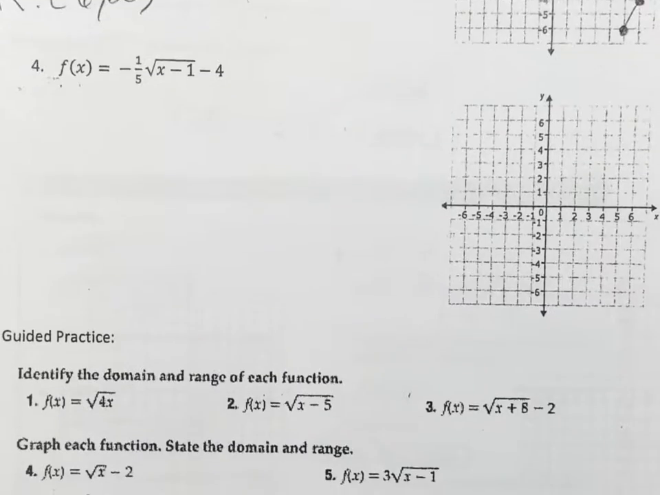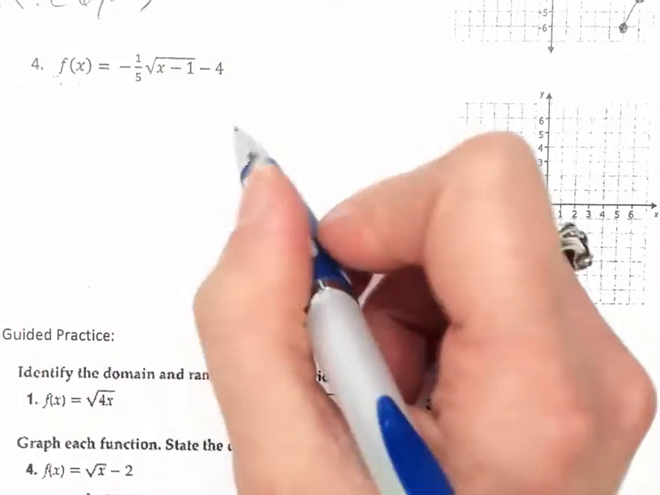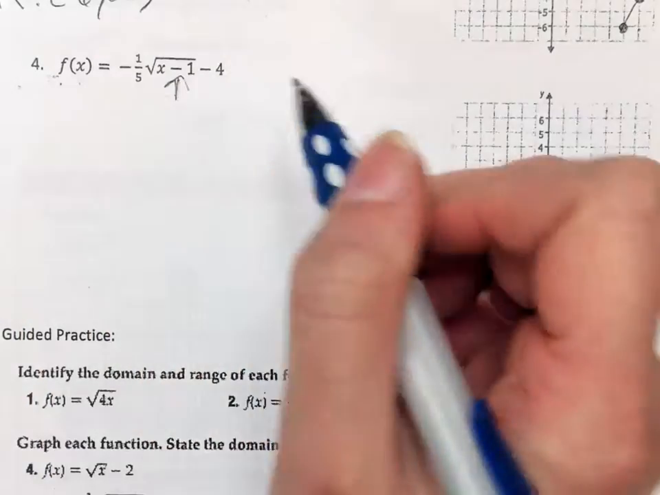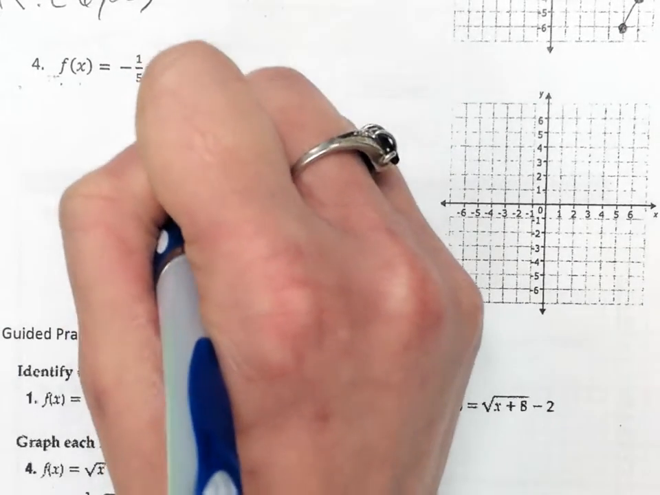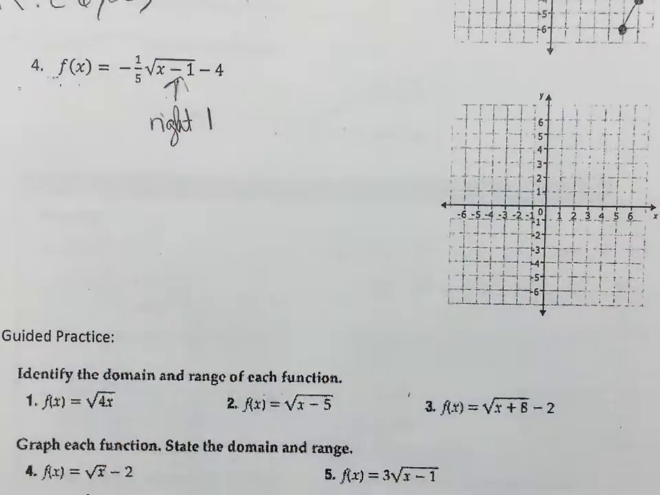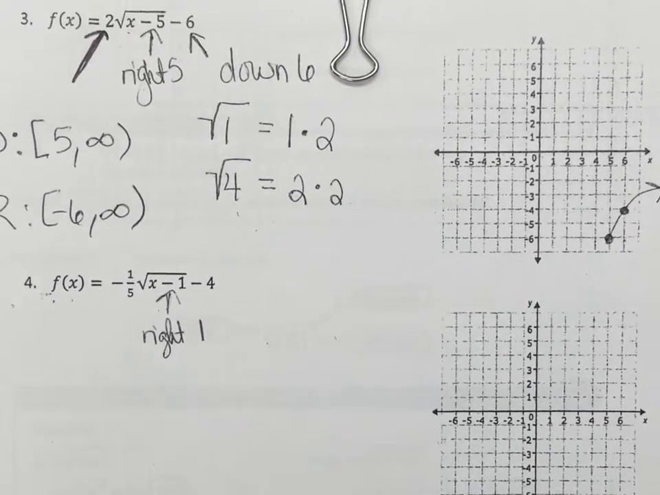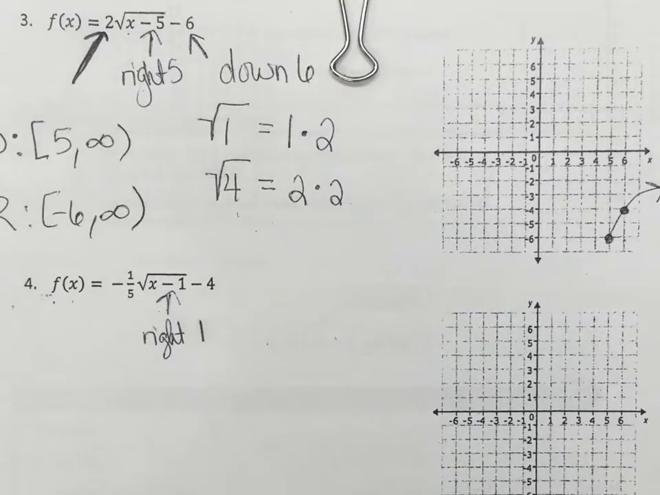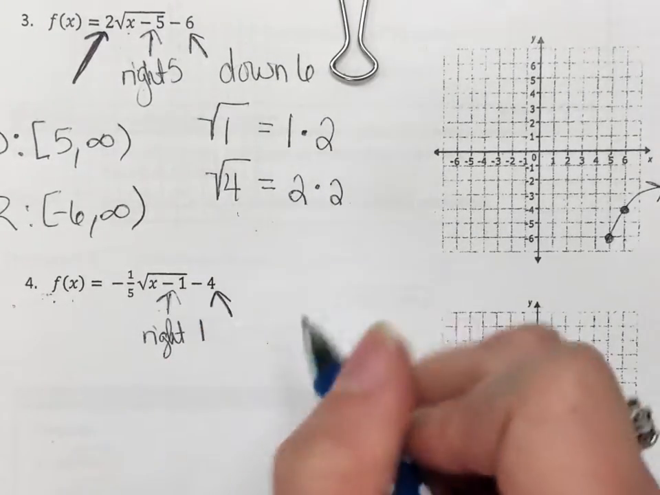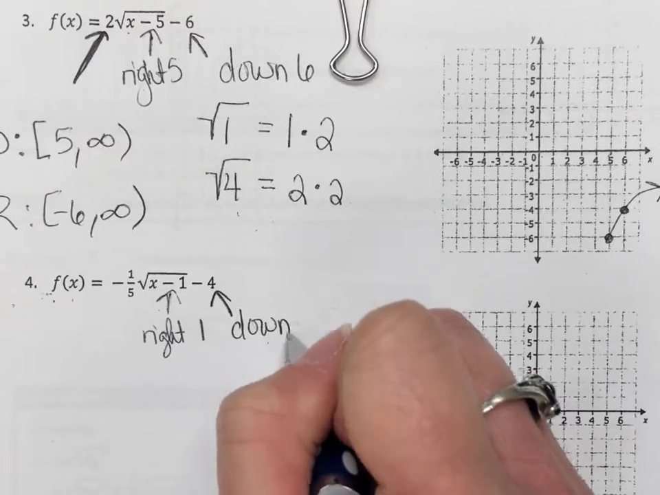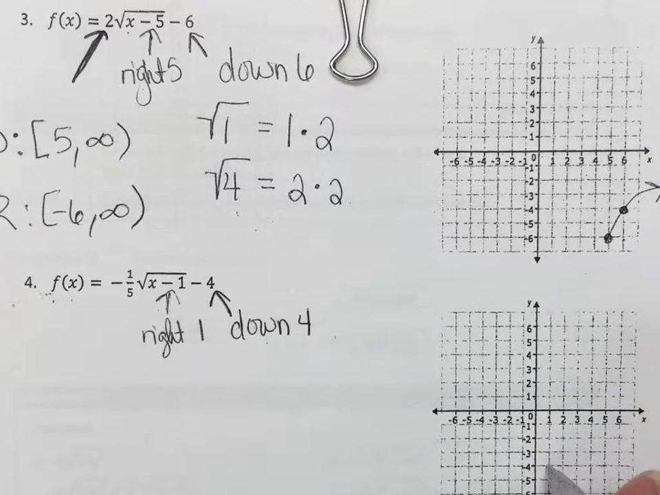Here we go. All right, what does the 1 inside tell me to do? Go right 1. All right, what does the 4 on the outside tell me to do? Down 4. So let's do that real quick.